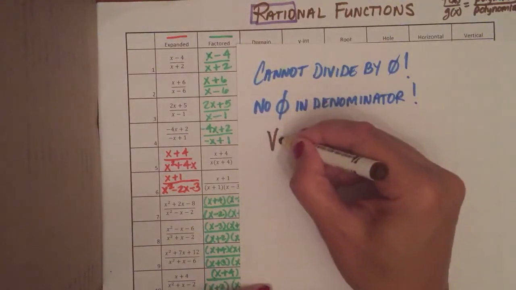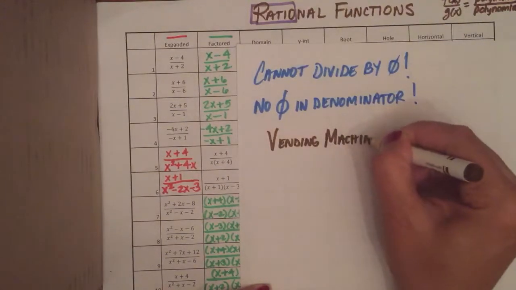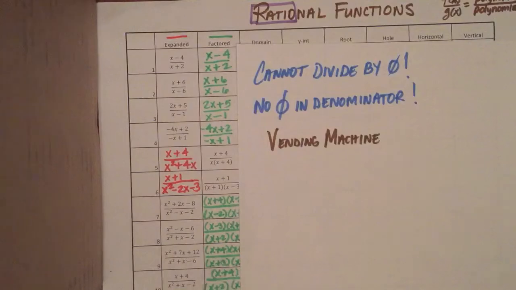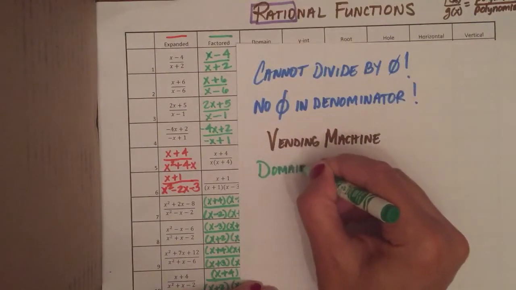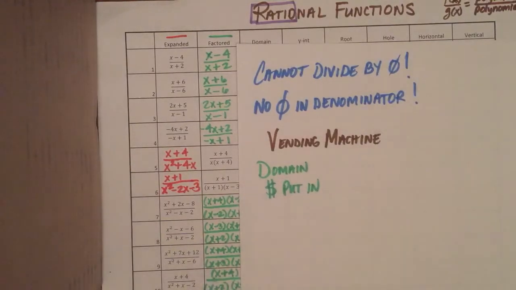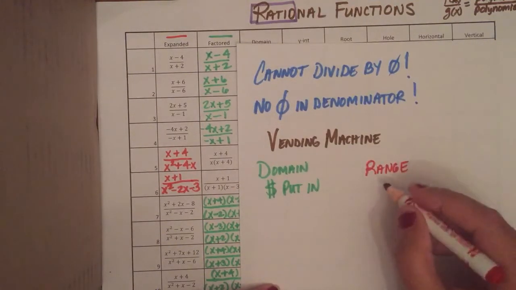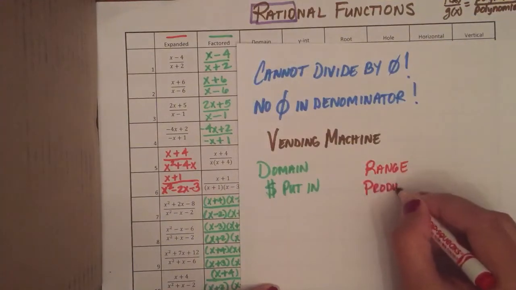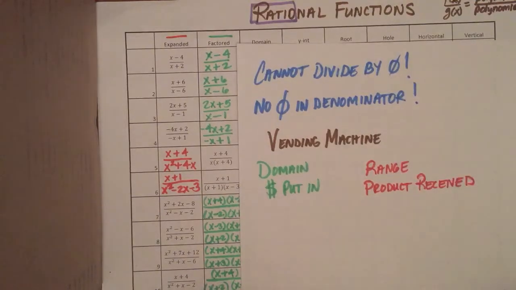If you were to have a vending machine, just imagine any kind of vending machine you may have. The domain for a vending machine is the money you can put in. That's the domain for a vending machine. What money can you put in there? The range for the vending machine is your output. That's the product you get, the product received or dispensed, however you want to say it.